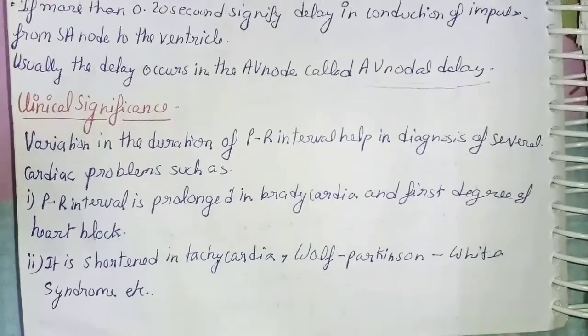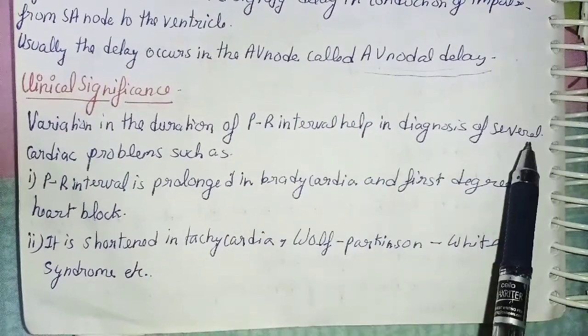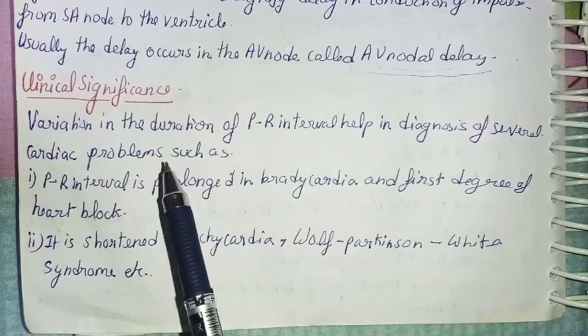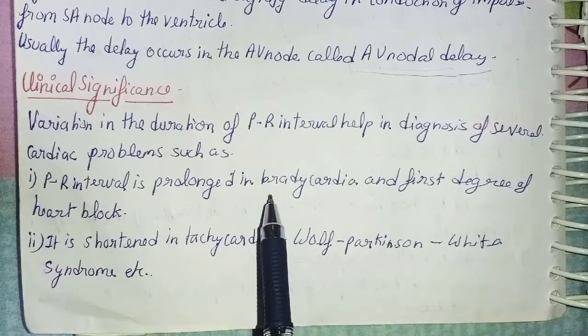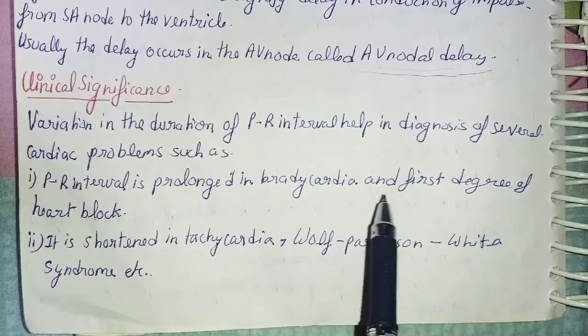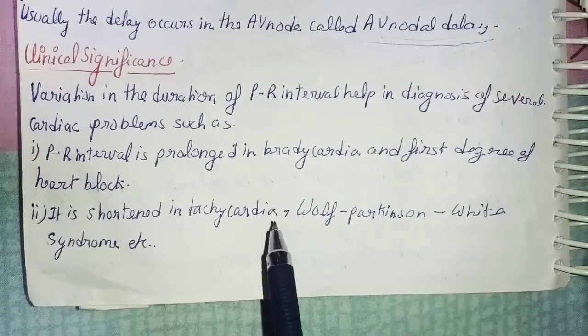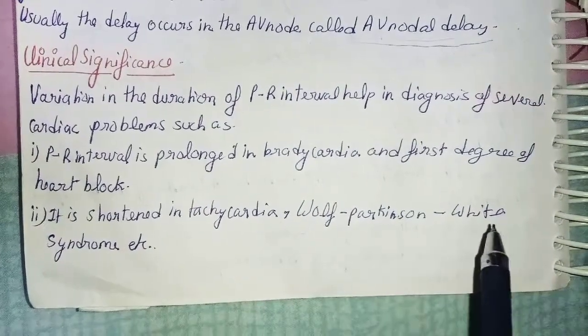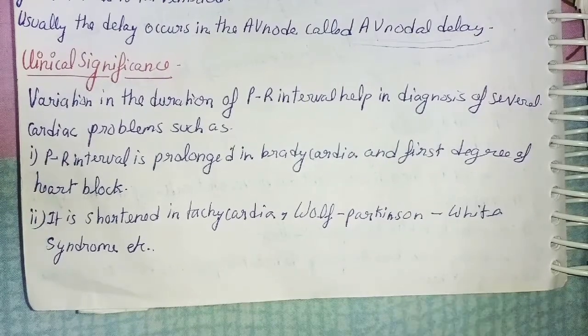Clinical significance. Variation in the duration of PR interval helps in the diagnosis of several cardiac problems. PR interval is prolonged in the case of bradycardia and first degree heart block. It is shortened in tachycardia and Wolff-Parkinson-White syndrome. This completes our topic of ECG.